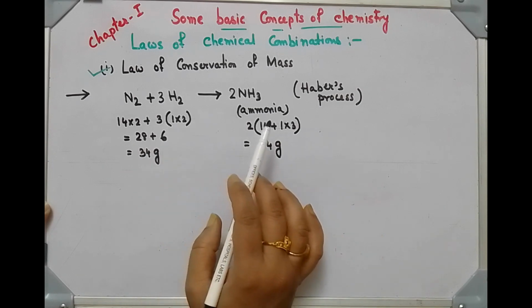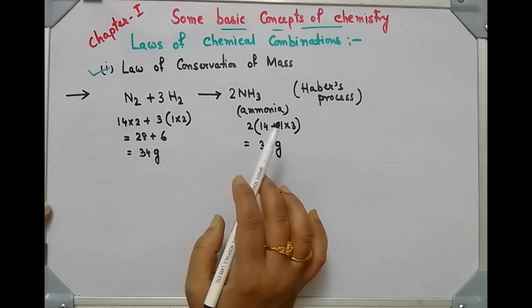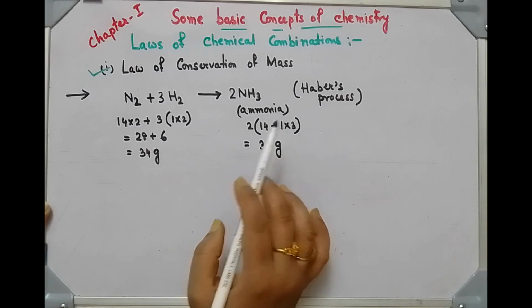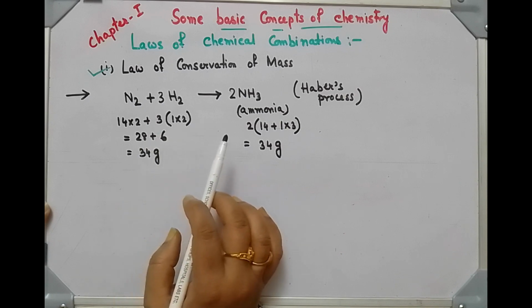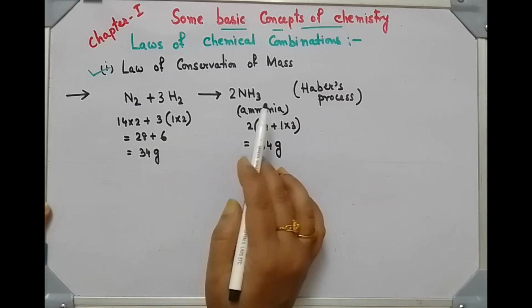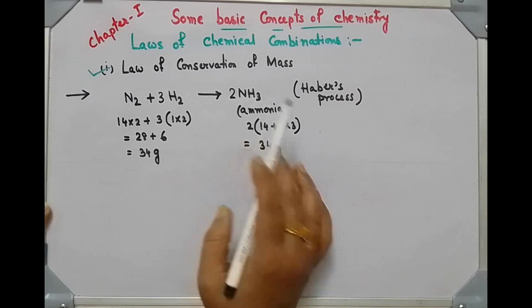You can see here there is no creation or destruction of mass. Then what is happening here? There is recombination of elements taking place and we are getting a new compound. Here it is ammonia.